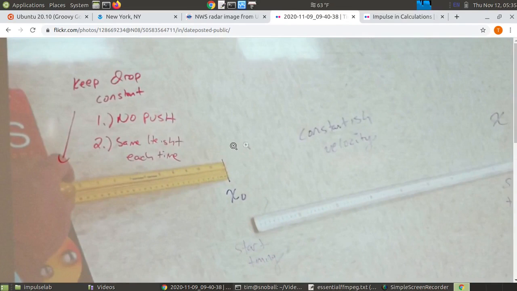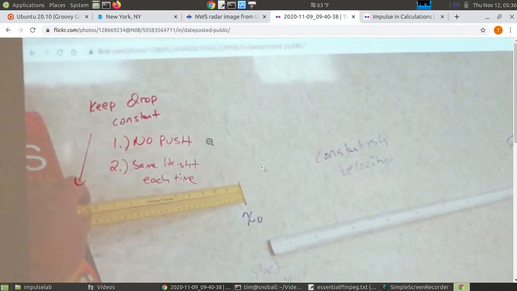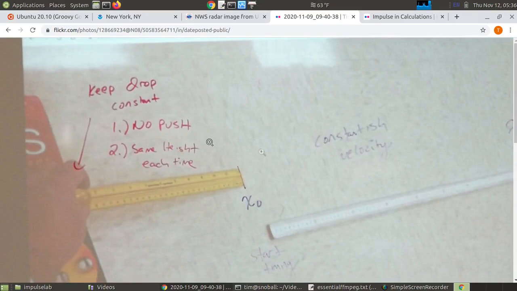This only works if we're always allowing the marble to hit the bottom with the same speed. In order to minimize experimental error, we're going to do this 3 times and average them. But that means that we have to make sure that it's the same each time. And that means that we can't push the marble at all, and we have to make sure we drop it from the same height each time.